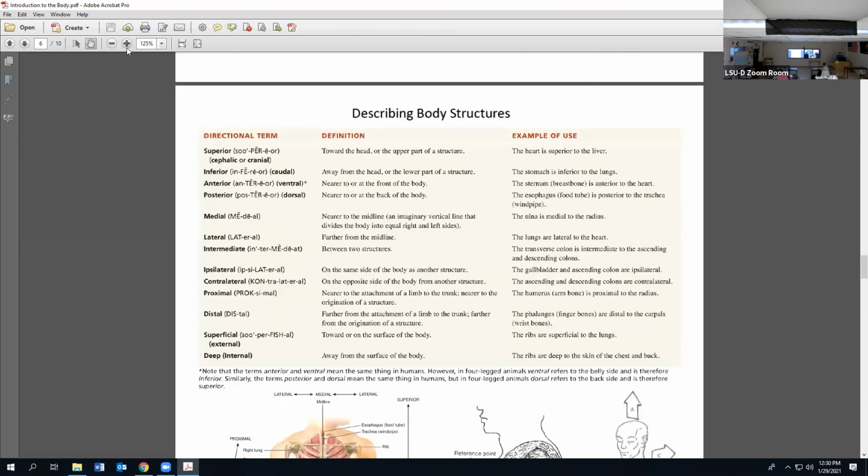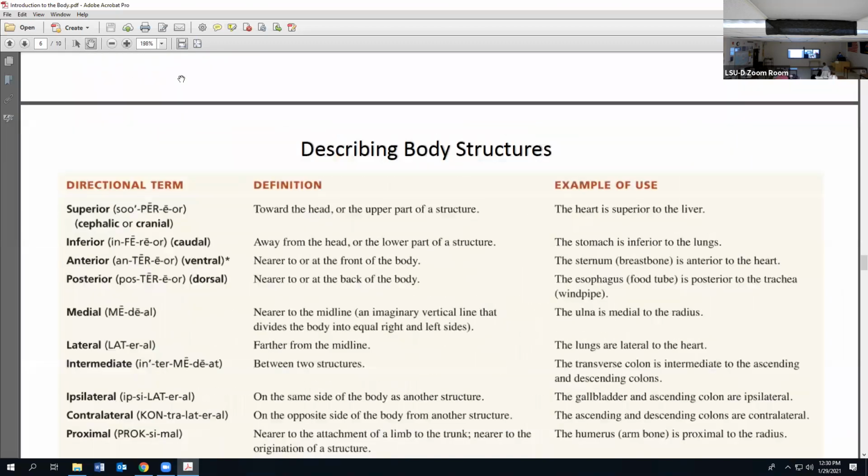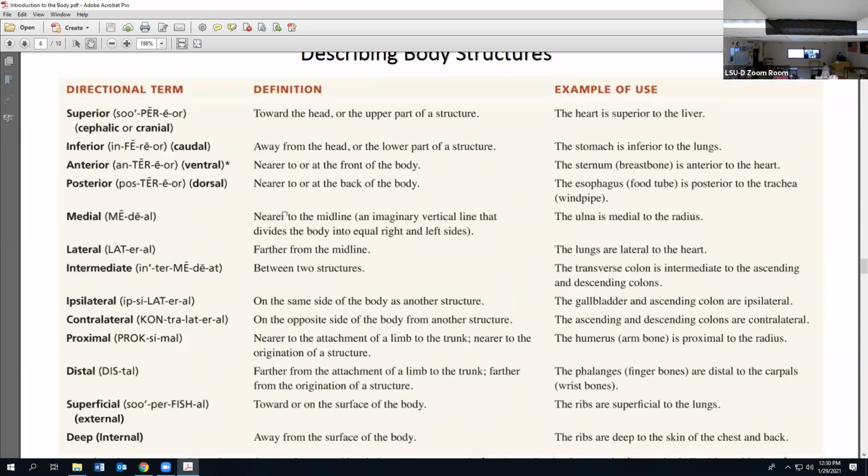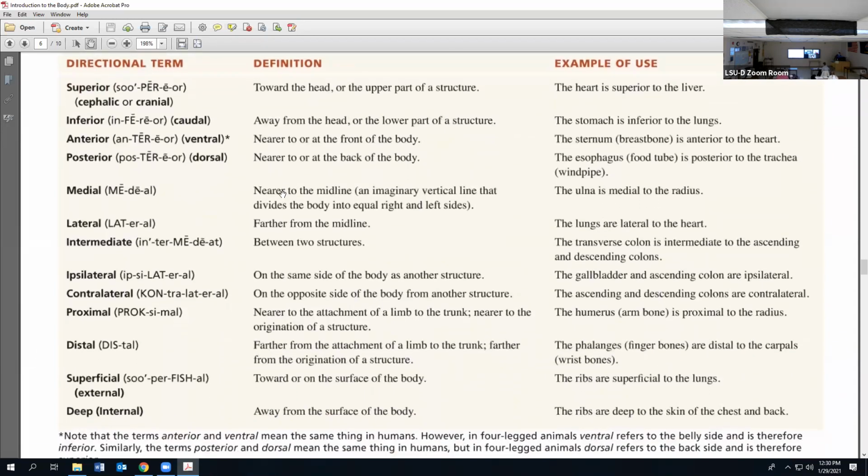Let's talk directional terms. As I was saying on that previous page, one thing that we do a lot of in this class is describe where things are in relationship to one another. We use that anatomical position as our starting point. And we don't like to use terms like above, below, in front of, behind. Instead, we've got some other fancy words.